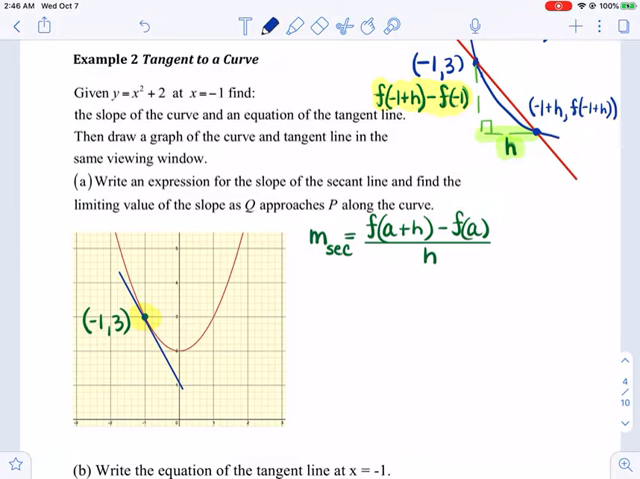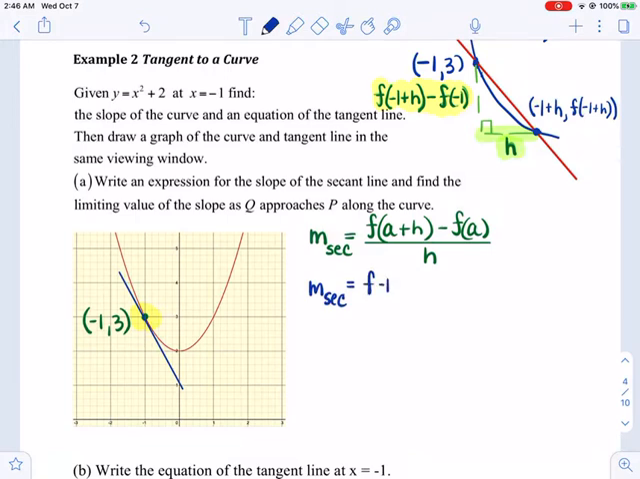Okay, and I calculated, I put the x into the function y is equal to x squared, and I got, for a function value, I got 3. Okay, so the first thing we're going to do is I'm going to use this kind of idea that I want to find the slope of the secant line expression first.